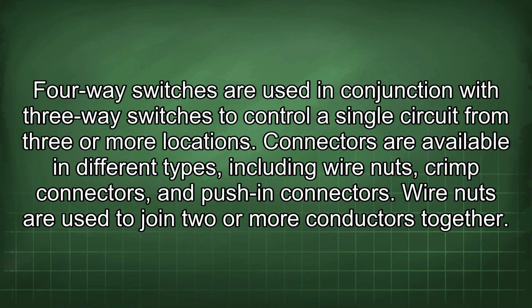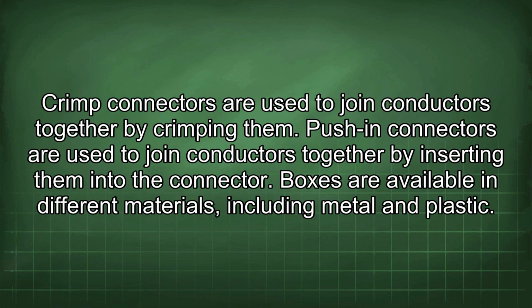Connectors are available in different types, including wire nuts, crimp connectors, and push-in connectors. Wire nuts are used to join two or more conductors together. Crimp connectors are used to join conductors together by crimping them. Push-in connectors are used to join conductors together by inserting them into the connector.